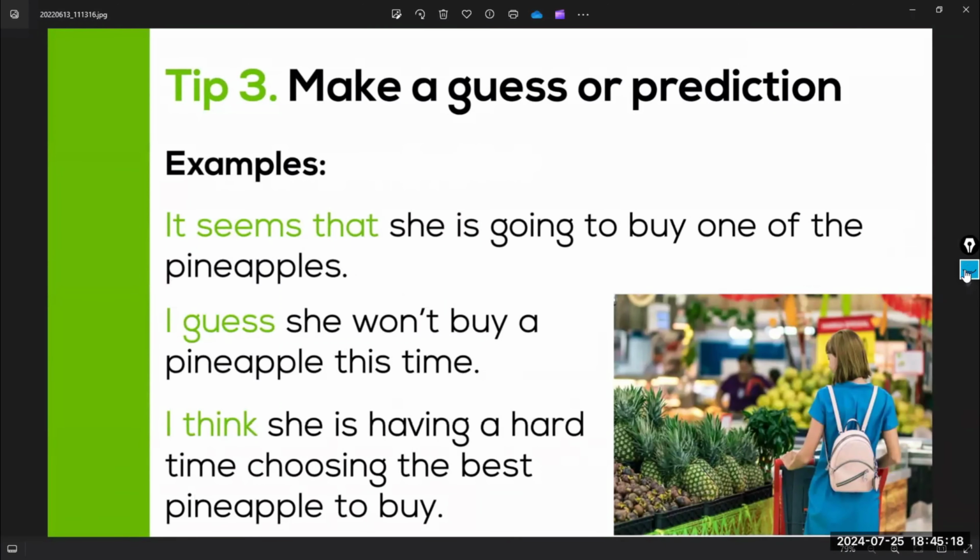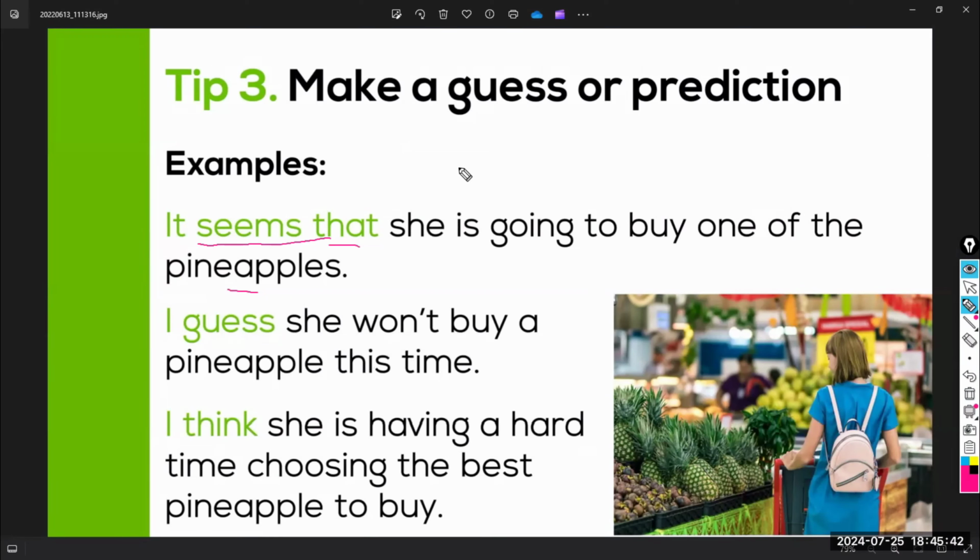So let me try to show you this example about my guess. I can say that it seems that she is going to buy one of the pineapples. So I'm not sure because I cannot see her hand, for example, catching a certain pineapple. Or I can say, I guess she won't buy a pineapple this time. So notice that the first guess, I said she is going to buy, I think, I guess. And next one, I want to say, I guess she will not buy a pineapple. So notice that they are the opposite.